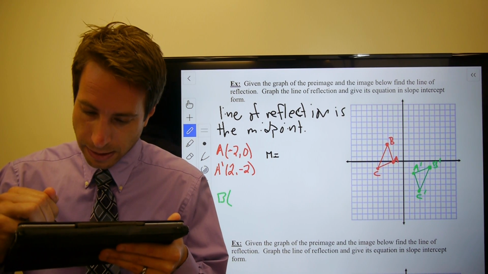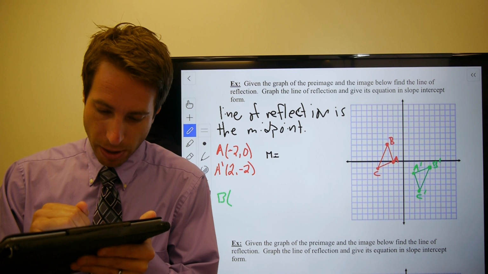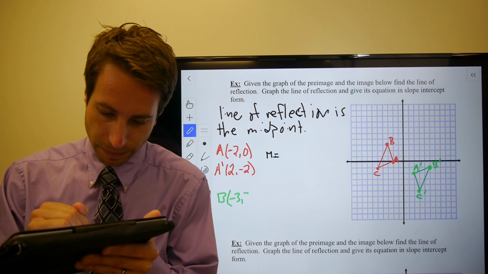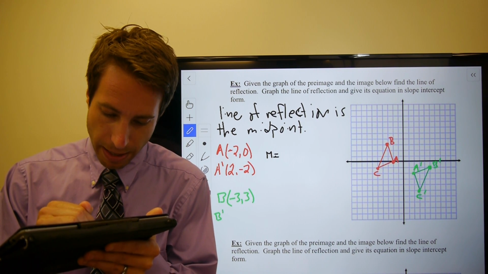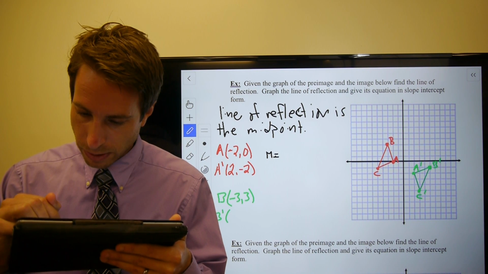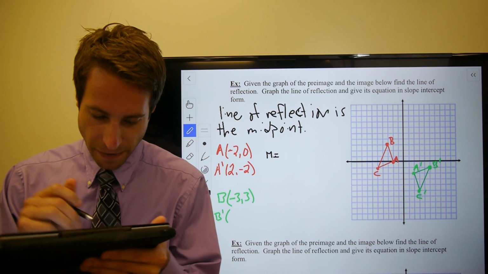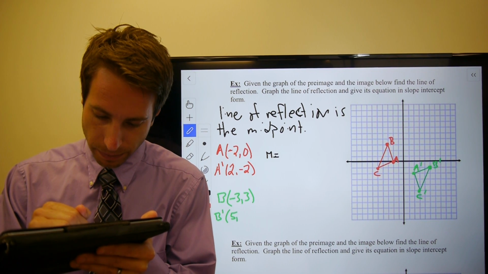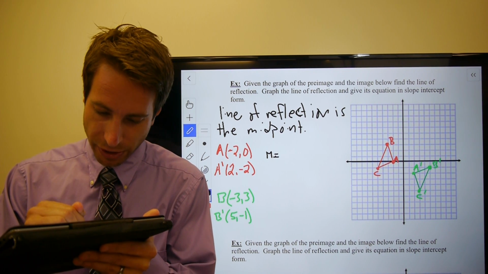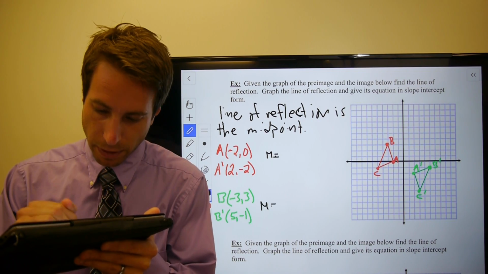B is at -3, 3. B prime is at 5, -1. And we're going to calculate the midpoint for those guys.